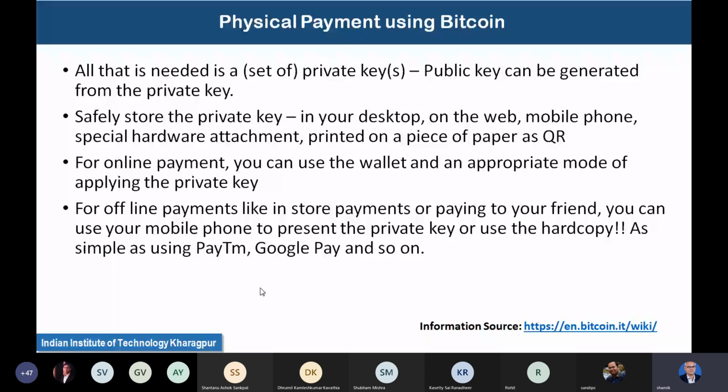So as you go to the juice stall, you scan the QR code of that stall owner to get his hashed public key. Now what you do is that using your app, your mobile phone, you scan the QR code printed on your piece of paper that contains your private key, and using that you now carry out the transaction. As long as you are not losing that piece of paper, it's safely there in your wallet, your transactions will be safe. So that is what it all means.